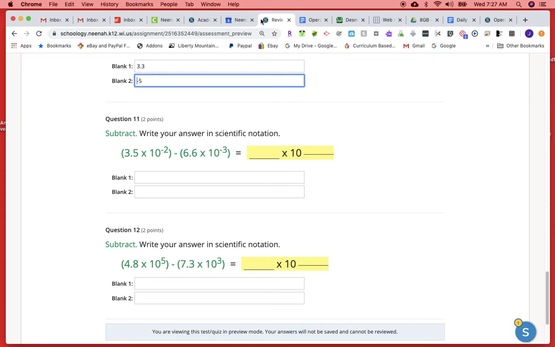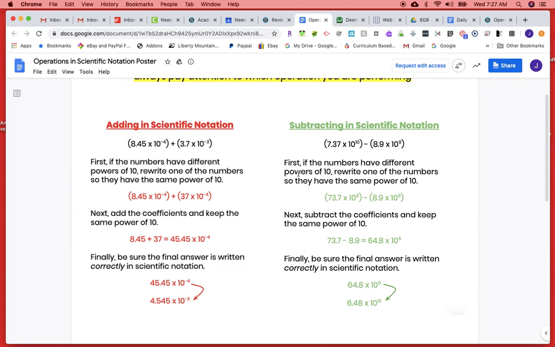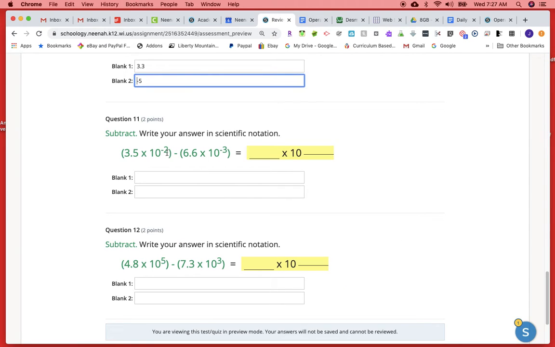All right, let's do these. So the very first step. First, if the numbers have different powers of 10, rewrite one of the numbers so they have the same power of 10. So let's do it. So we have a -2 and a -3. They have different powers of 10. We want them to be the same.